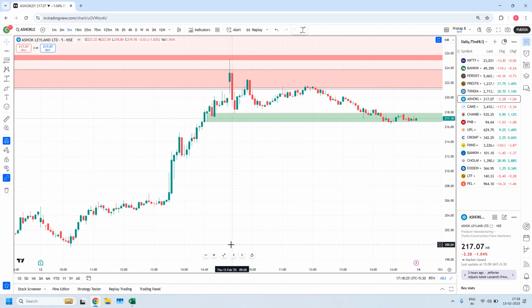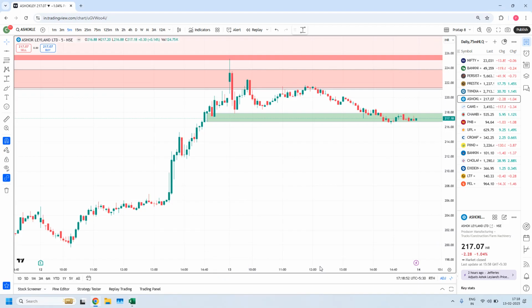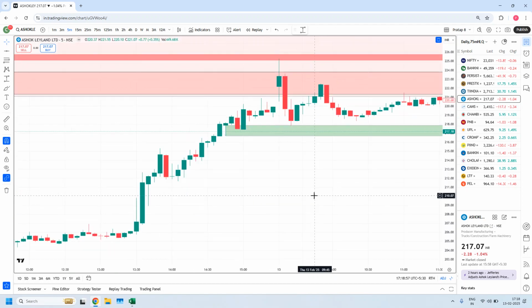I don't know if anybody would have identified this 5 minute high liquidity zone aggressive trade setup. If you did, please put it in the comment section. At least I feel happy that you are doing your analysis properly and you would have got a very good profit today. Because getting 16% ROI in just 12 minutes is not a joke, right? But that is how high liquidity zones work. So it is an excellent zone. My bad, I missed it in my analysis.